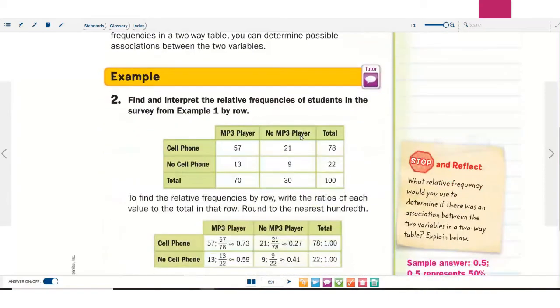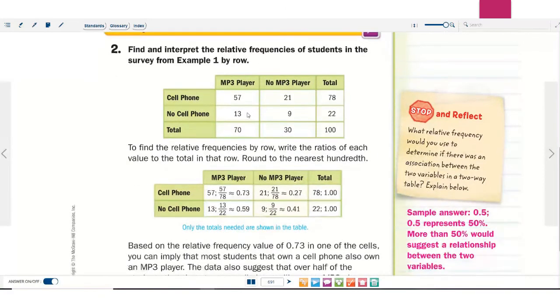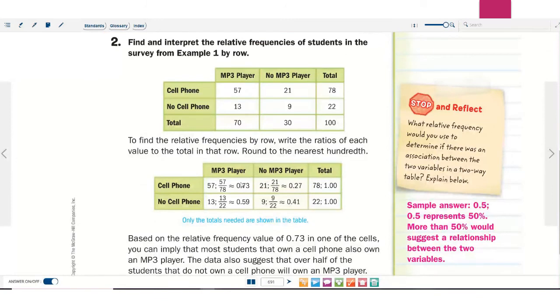So let's take a look at Example 2 on page 691 that they have given us. We are going back to the cell phone and MP3 example that we've already looked at earlier. In this case, they are looking at the relative frequencies of students by rows. Again, rows run from left to right. So we're thinking 57 out of the total of 78. 57 divided by 78 is about 73%. Then I'm thinking 21 out of the total of 78, which gives me about 0.27 or 27%. Again, when we're interpreting by rows, we're looking left to right, and so I should double check that 73% plus 27% gives me 100%.